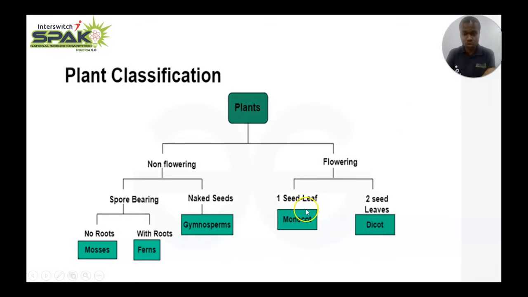Those that have one seed leaf are called monocots. Mono means one. You have those that have two seed leaves, or dicots. Dicot means two. Di means two. Of course, under spore bearing, you have individuals that do not possess roots, mosses. We have those that possess roots, like pteridophytes.